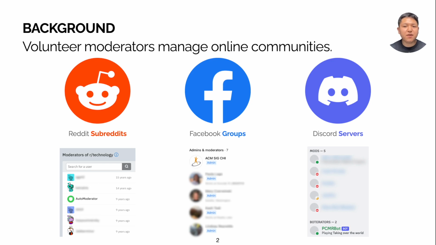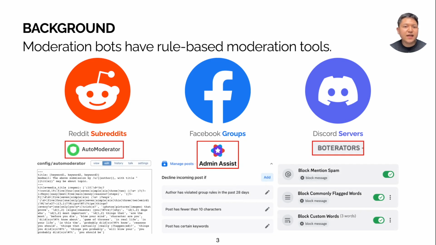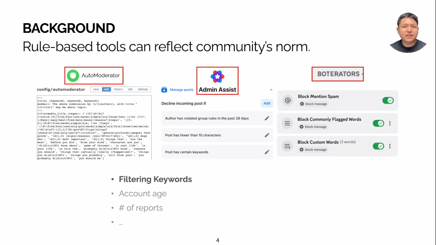These communities are managed by some really dedicated volunteer users called moderators. Their job is to keep things in check by enforcing the community rules and making sure everyone has a good time. Moderators often use moderation bots to automate some of their work. These bots contain a rule-based tool to detect content based on certain conditions. The rule-based tool can filter stuff based on keywords, account ages, and user reports.